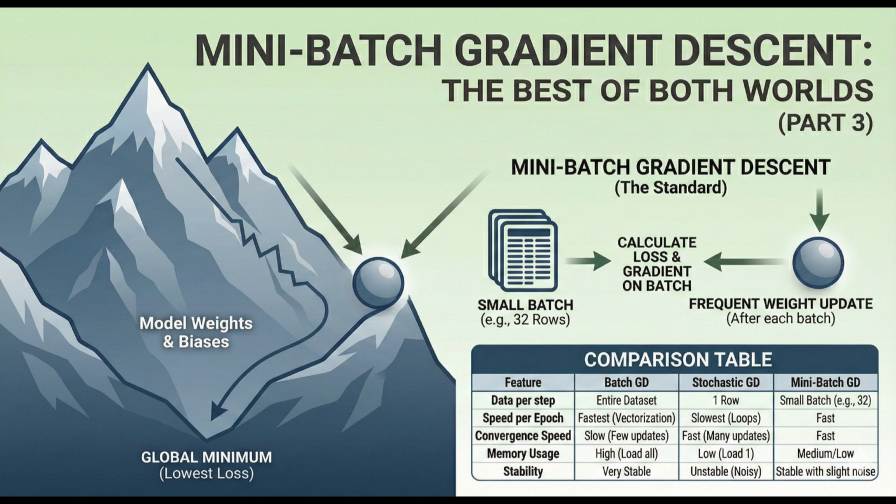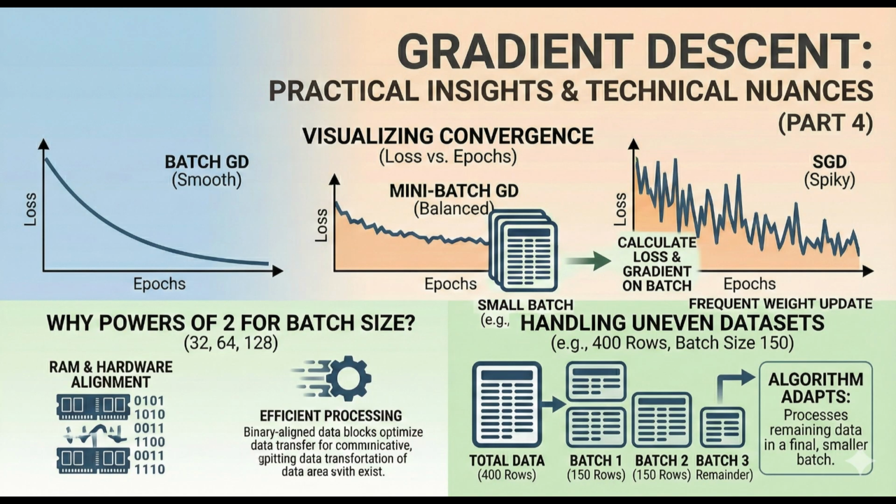Part 4. This infographic shows us what the loss curve looks like for each method. Batch GD gives you a super smooth curve, while SGD is very spiky, showing all those noisy updates. Mini batch is nicely balanced in the middle. Ever wondered why batch sizes are often powers of 2, like 32 or 64? It's because our computer's RAM and hardware are binary aligned, so using these numbers makes processing much more efficient.